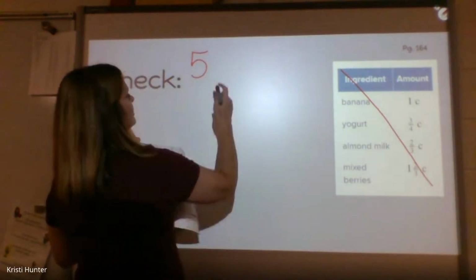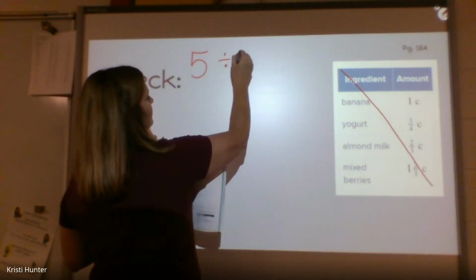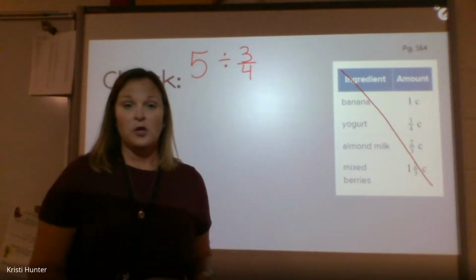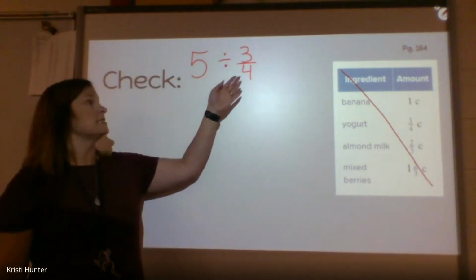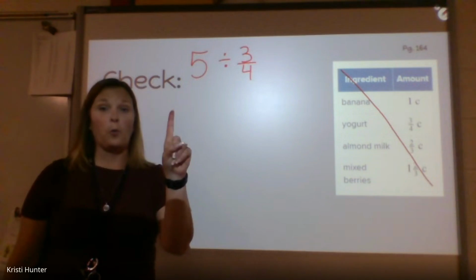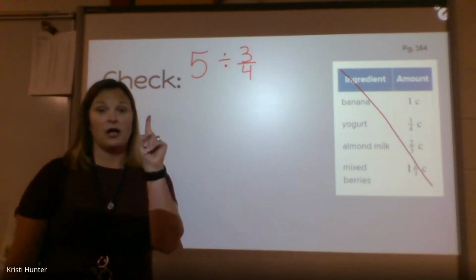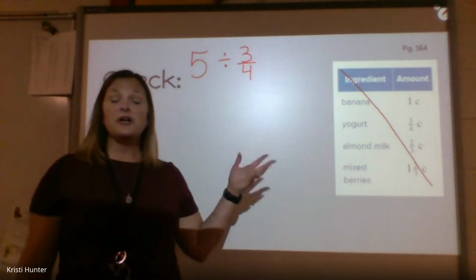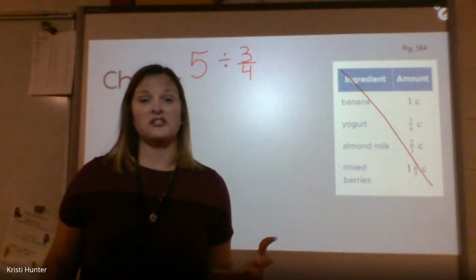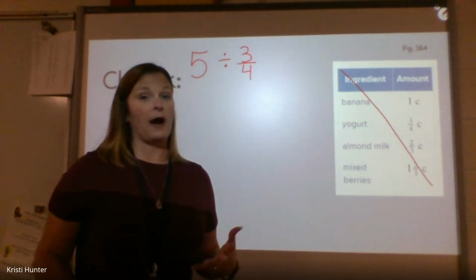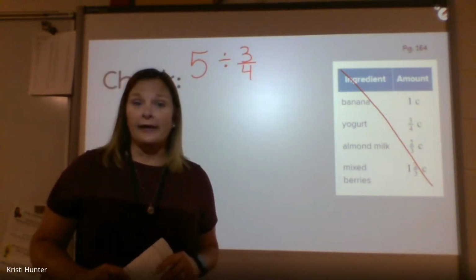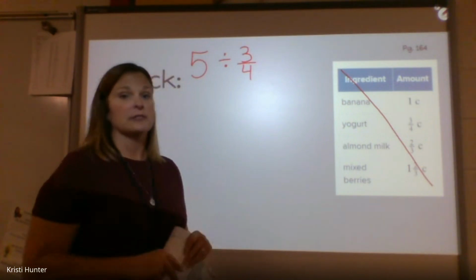And it looks like evaporated milk is 3/4 of a cup. So that 3/4 is how much I need for 1 batch of fudge. But I have 5 cups. So I'm trying to figure out how many whole batches can I make before I'm going to run out of evaporated milk. So again, here are your options.